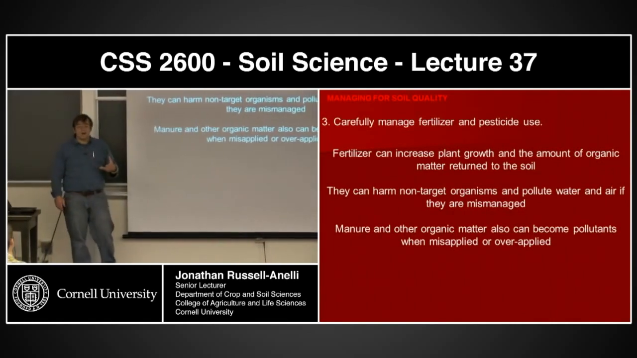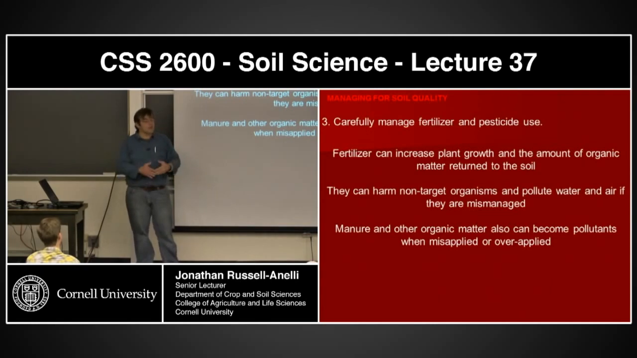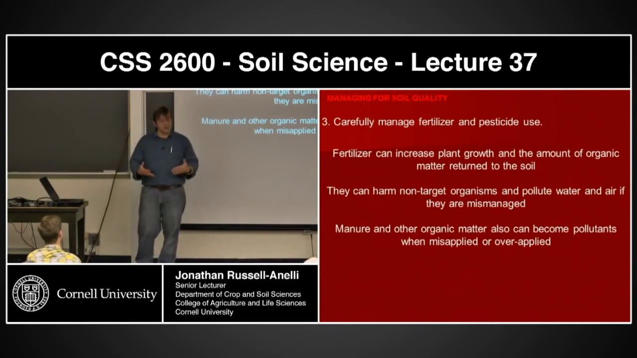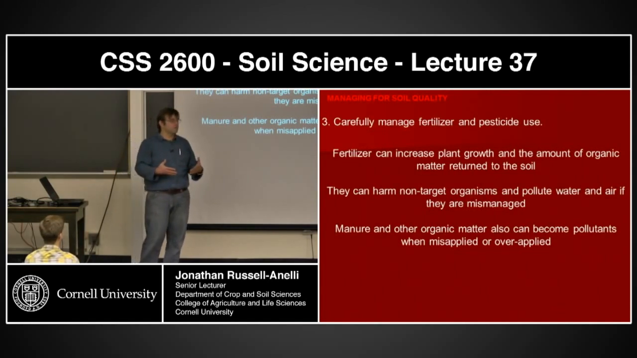In excess, or in their targeting, they can harm non-target organisms, and they can pollute downstream systems as well as the soil that you're in. Manure and other organic matter is a fertilizer, but it also can be a pollutant. Start looking at the phosphorus loading on ag fields, the dairy operations around here.